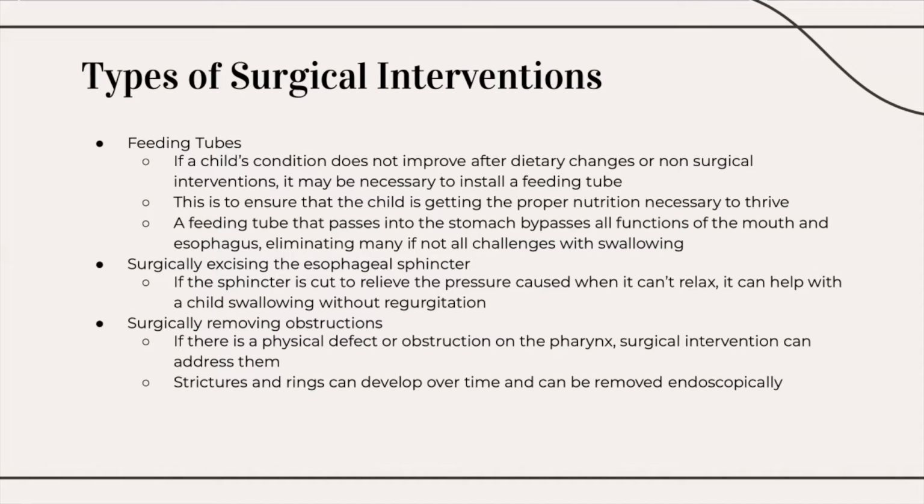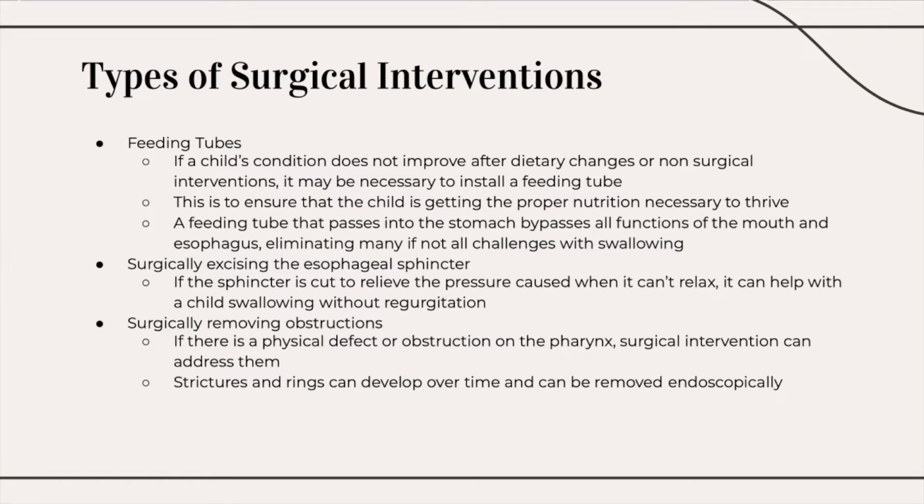So a feeding tube is placed into the stomach and it bypasses all the functions of the mouth and the esophagus, which eliminates pretty much all of the challenges that come with swallowing. You can also surgically excise the esophageal sphincter. So the sphincter is cut to relieve pressure caused when it cannot relax, and it can help with a child swallowing and not having regurgitation.